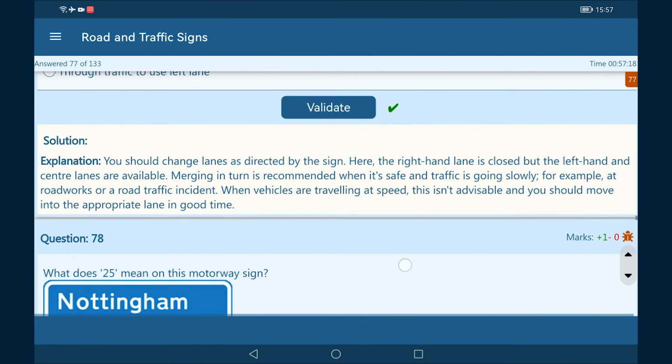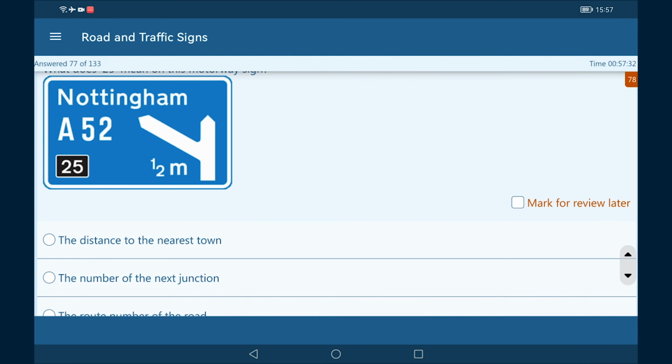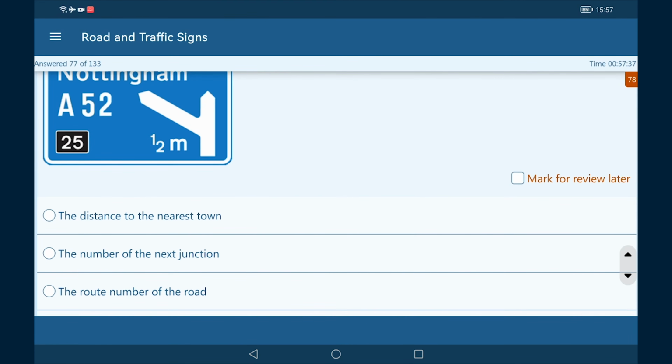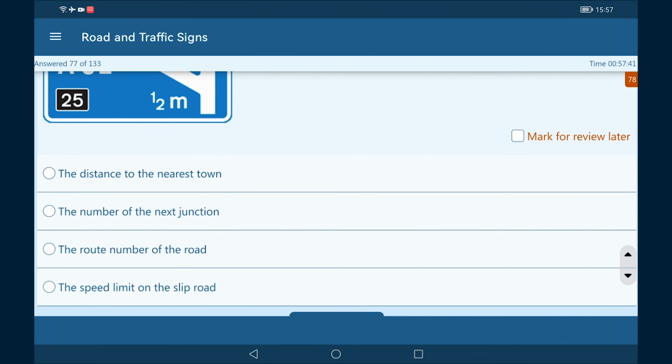Question 78. What does 25 mean on this motorway sign? Option 1. The distance to the nearest town. Option 2. The number of the next junction. Option 3. The route number of the road. Option 4. The speed limit on the slip road. The correct answer is Option 2, that is, the number of the next junction.